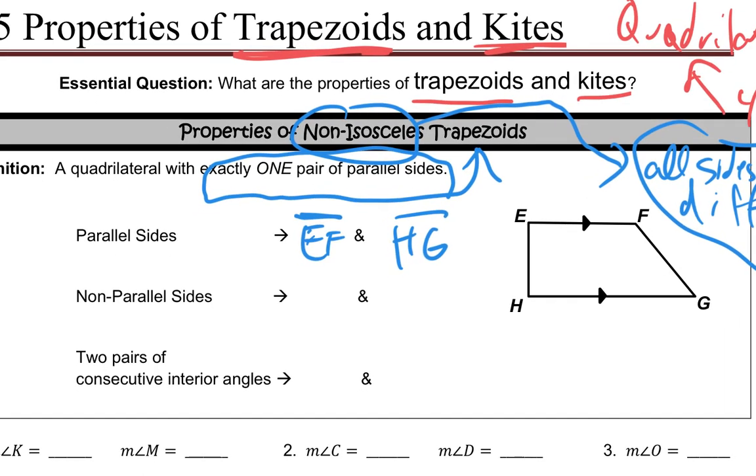Okay, then also in a non-isosceles trapezoid, because it only has one pair of parallel sides, it of course has one pair that are non-parallel. Right? So which two sides are non-parallel? Okay, that's right. It would be EH and FG. EH line segment and FG line segment, right?